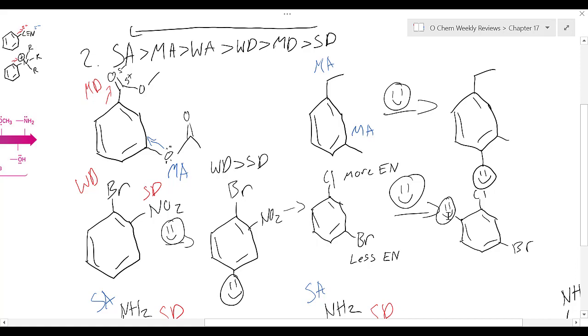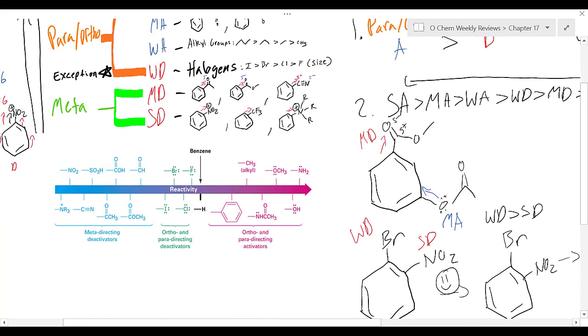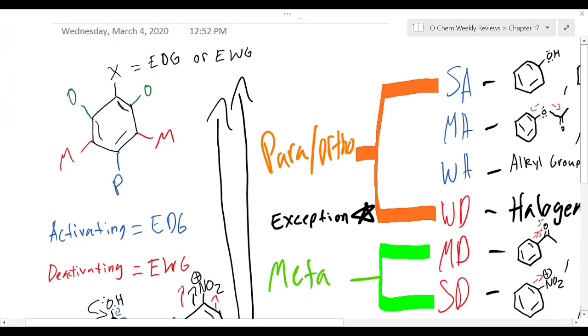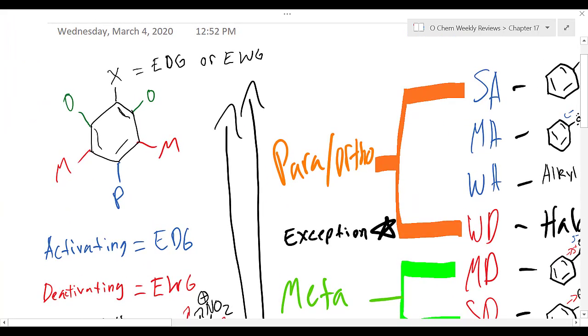Okay, so a question you guys might have is, all of my para ortho groups, so strong activator, moderate activator, weak deactivator. If I add another substituent, should I add para, ortho, or just para, or both of the orthos, or whatever?